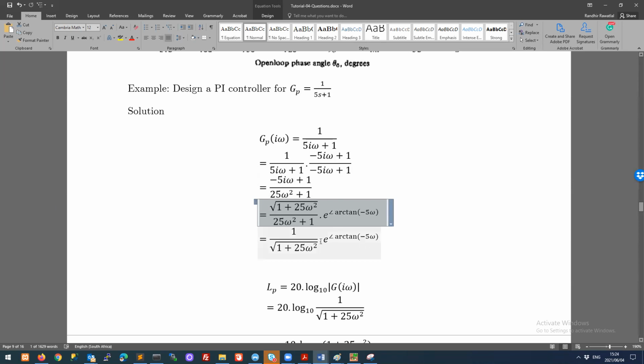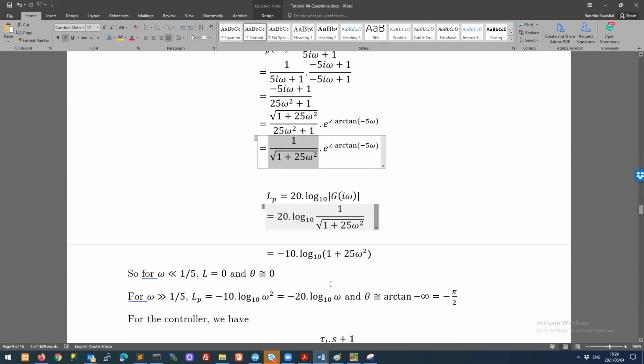And then we want to first graph the L part of this. So we want 20 log 10 of the magnitude of G of i omega. So there's the magnitude of G of i omega. That's why doing it in polar coordinates is nice. You can straight away see the magnitude. So that's our magnitude. And then you can rewrite this as 1 plus 25 omega squared raised to the power minus 1 over 2. You take the minus 1 over 2 in front as a factor, and that becomes minus 10 log 10 of 1 plus 25 omega squared.